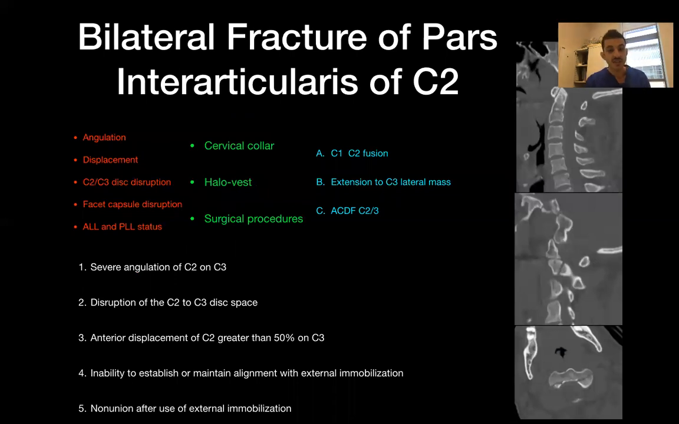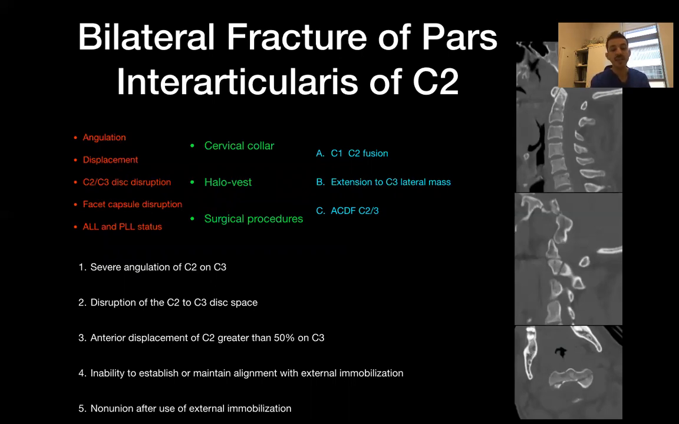Bilateral fracture of the pars interarticularis, so hangman fracture. There are a lot of classifications, so you can memorize whatever you like, but you need to keep in mind, if you see this kind of fracture, look for angulation, displacement, status of the C2, C3 disc, the facet capsule status, and ALL, PLL status. And based on that, you will decide what kind of intervention. For example, this patient has a pars fracture, but there's no angulation, no displacement. We check the MRI about the disc, it's normal, the capsule also normal, ligaments all intact. So this is just a stable fracture, treatment with a collar, and they heal amazingly.